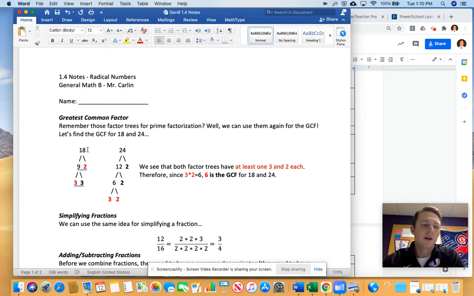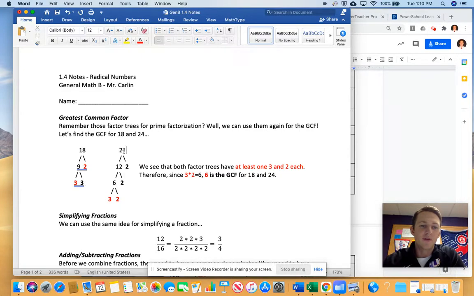So let's make a factor tree for 18. 18 is an even number, so it splits up to 9 and 2. And then 2 is a prime number, so I just highlighted it, or you could circle it. I would circle it on paper maybe. And 9 splits up to 3 and 3. Both of these are prime numbers, so we stop here. So on the outside, or the leaves of your tree, we have 3, 3, and 2. And they're bolded, so you can kind of see them.